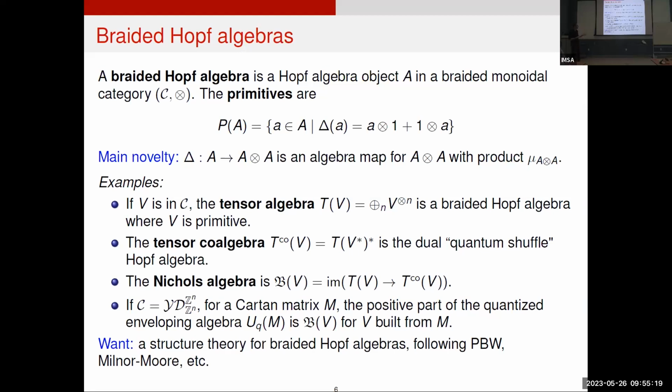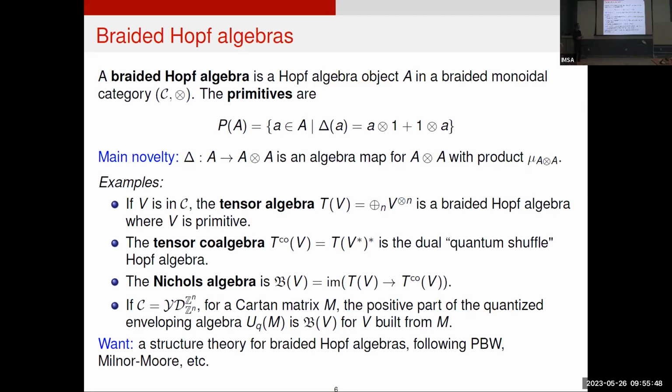So there are, however, a bunch of classical examples. The tensor algebra on an object in C, so the free associative algebra generated by that object, the sum over all n of V tensor n. That's an algebra by definition. It becomes a coalgebra when you declare V to be primitive. So that's a great example of a braided Hopf algebra.